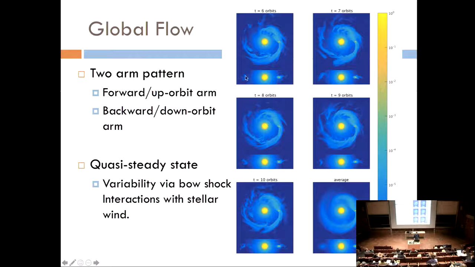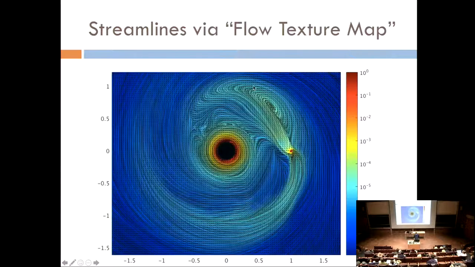So this is six different views, or five different views, and then the average. You see there's definitely variations in it, but this pattern maintains. There are variations, but the up orbit, down orbit arm, down orbit pattern doesn't change. So it's quasi steady state. But this up orbit, down orbit arm is really the most dominant part of the feature.